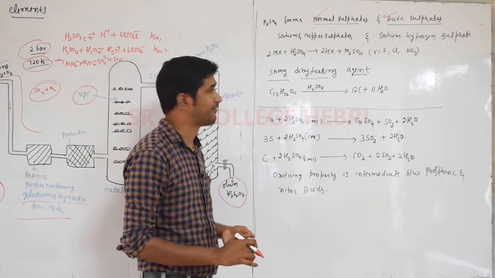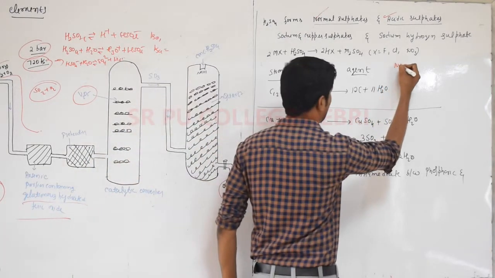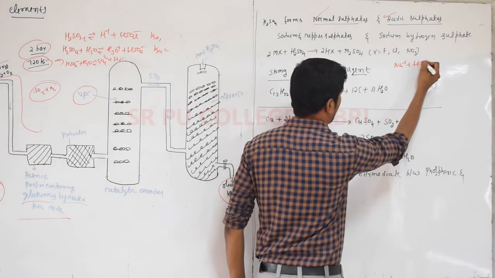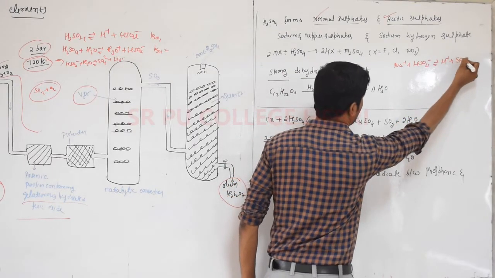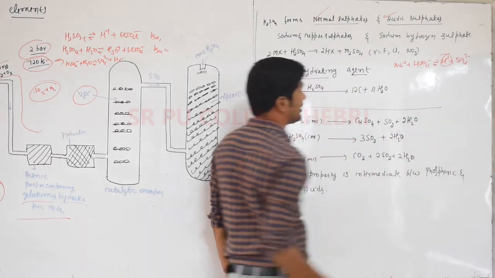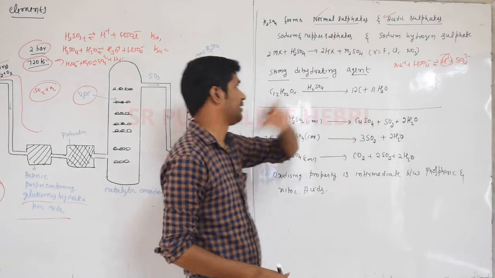Sodium hydrogen sulfate is an acidic sulfate because it is Na plus HSO4 minus, which is going to dissociate into H plus and SO4 2 minus. So it's a what? Acidic sulfate. It's a salt, but it's an acidic sulfate.